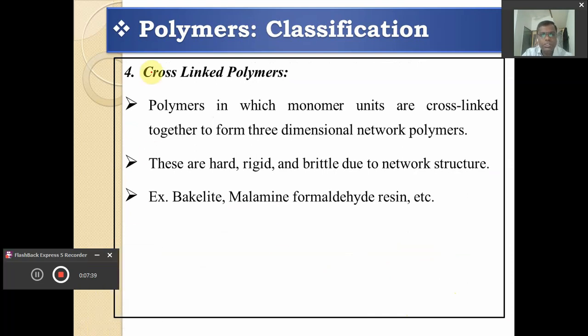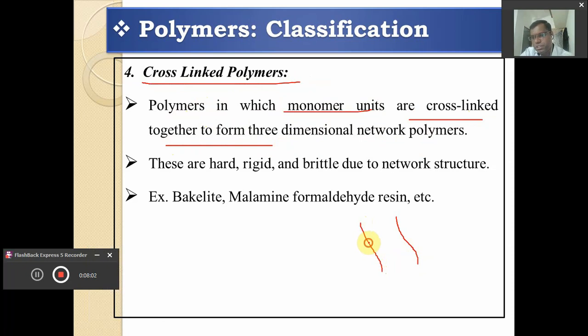Now, if you look at another type of polymer based upon the structure, it is called the cross-linked polymer. Actually, in this polymer, the monomeric units are cross-linked together to form a three-dimensional network polymer. So here cross-link means, suppose this is one linear polymer, this is another linear polymer, and there is a cross-linking between these two. So this is called cross-linking, and what is this cross-linking responsible for? This cross-linking is responsible for the three-dimensional network polymer.